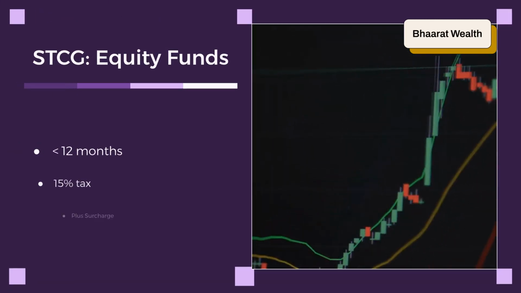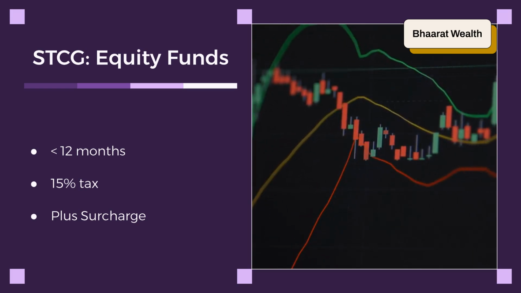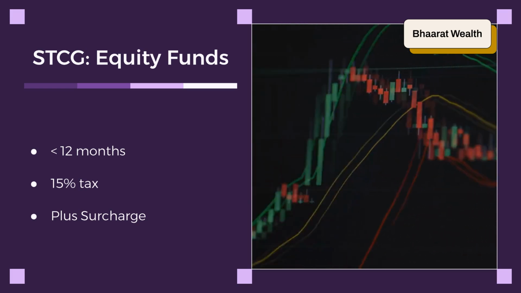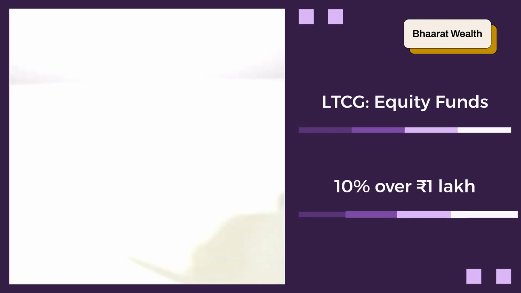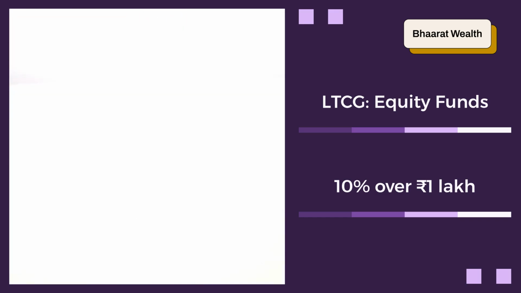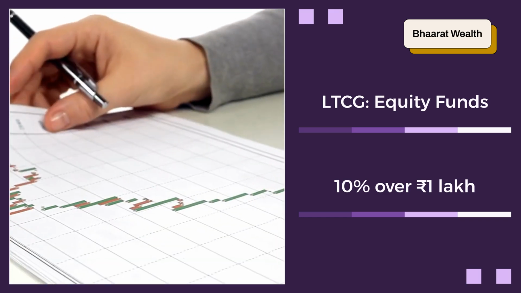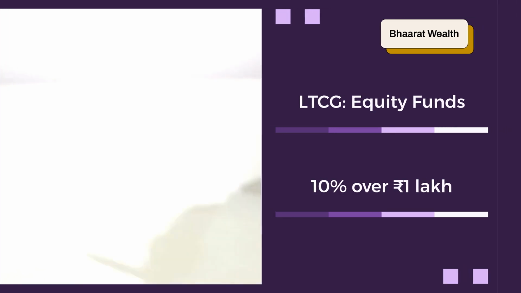For short-term capital gains in equity funds, where the holding period is less than 12 months, the tax rate is 15%, plus applicable surcharge and cess. Long-term capital gains, held for 12 months or more, are taxed at 10% only on gains exceeding 1 lakh rupees per financial year. Importantly, no indexation benefit is available here.